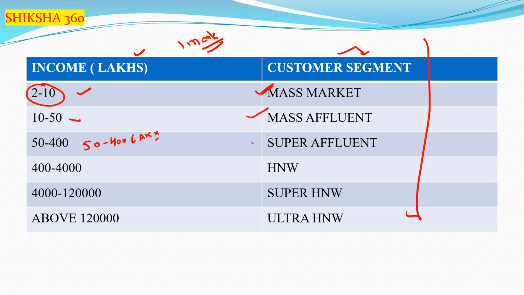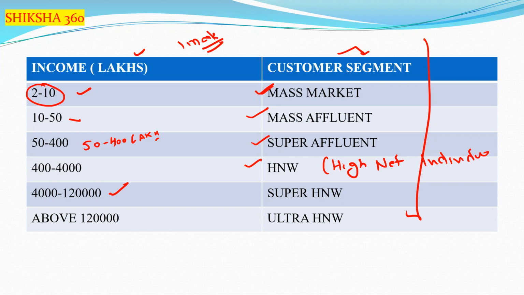we have super affluent. 400 to 4000 lakh, we have high net worth individual. 4,000 to 1,20,000, we have super high net worth individual, and above 1,20,000 we have ultra high net worth individual.